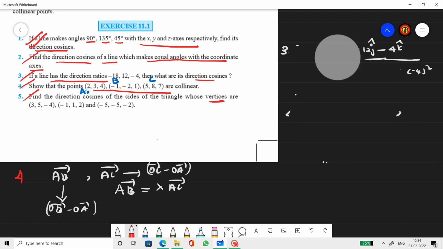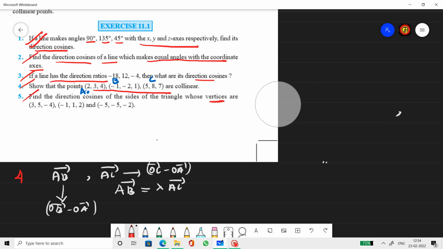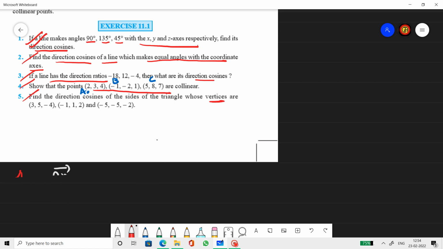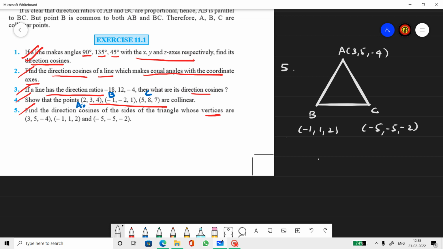Fifth question, not the third one. Okay, so fifth question with the diagram in front of you. A triangle is drawn and vertices are named. We need to find the DC of the sides. So let's find the side vectors.